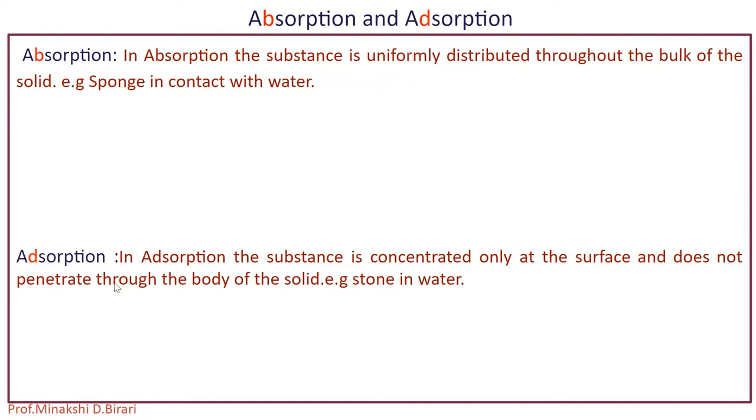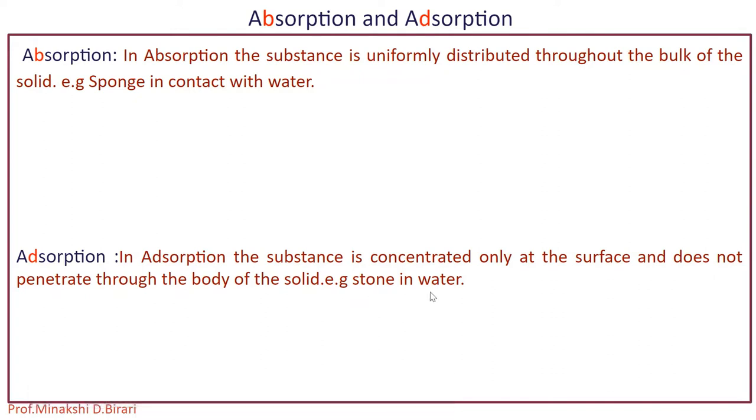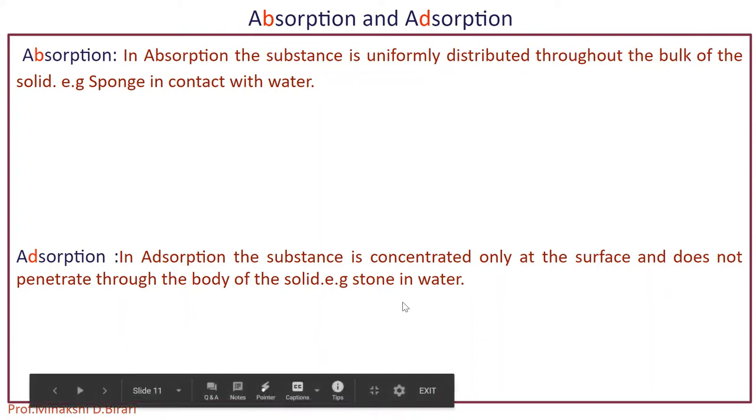Now the second thing, that is adsorption. How can we define adsorption? In adsorption, the substance is concentrated only at the surface and does not penetrate through the body of the solid. For example, stored in water. So in absorption, the substance is uniformly distributed throughout the bulk of the solid, whereas in adsorption, the substance is concentrated only at the surface and does not penetrate through the body of the solid.